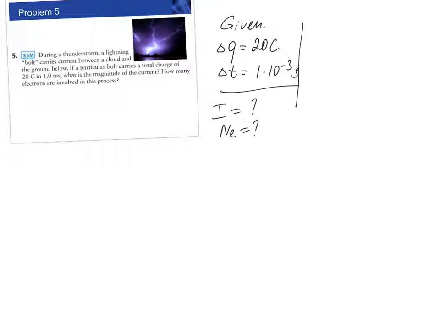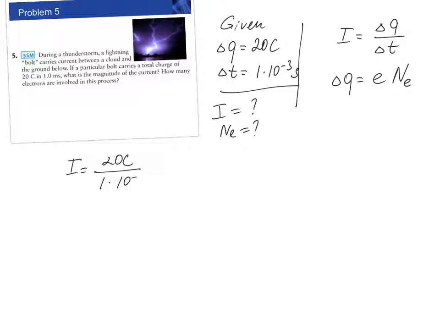So to solve this problem, we need the same two formulas: the definition of current, I equals delta Q over delta T, and delta Q equals the charge of one electron times the number of electrons we have in this delta Q. So identical two formulas as in the previous problem. Should be easy. So then current is equal to 20 coulombs over 1 × 10⁻³ seconds. That's going to give us 2 × 10⁴ amperes. This is your first answer.